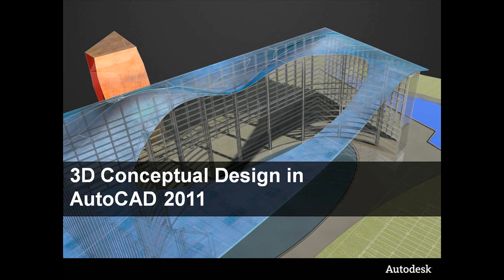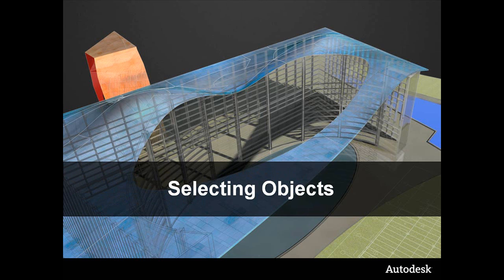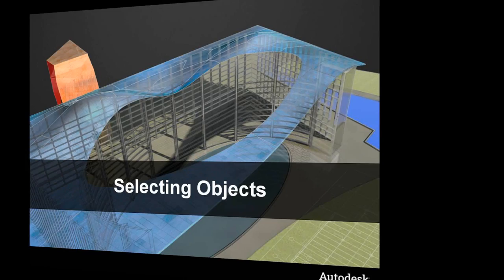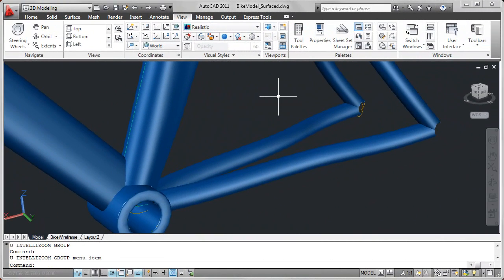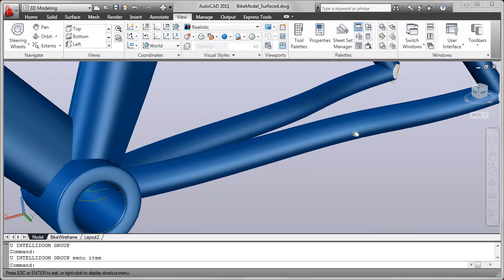New selection cycling functionality in AutoCAD 2011 can really improve your ability to select the right objects in a 3D model, particularly when they're obscured by the model. For example, here I have a bike model with these 3D surfaces, and if I want to select one of the splines that was used to create the surface, it might be tough for me to get exactly that object because whenever I click, I'm getting the surface itself.